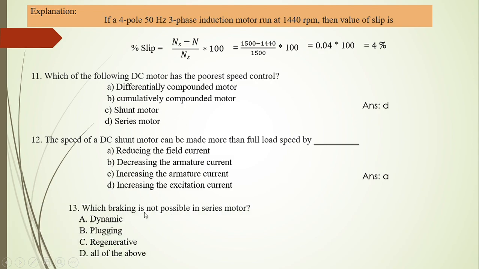Question number 13. Which braking is not possible in a series motor? Here we have dynamic braking, plugging, regenerative, all the above. Students should know that regenerative braking is not possible in a DC series motor. Option C is the right answer.